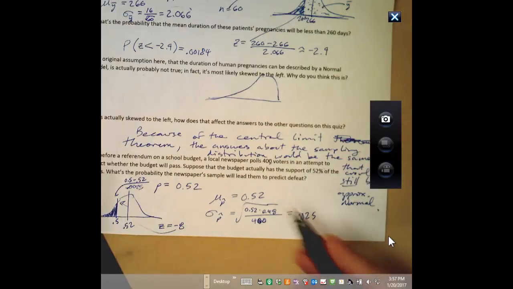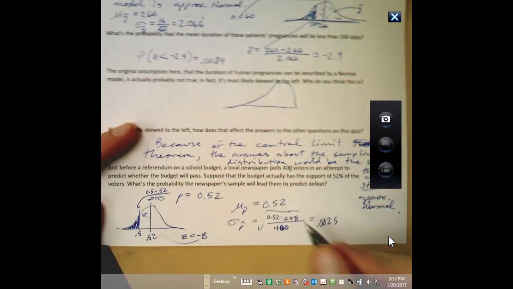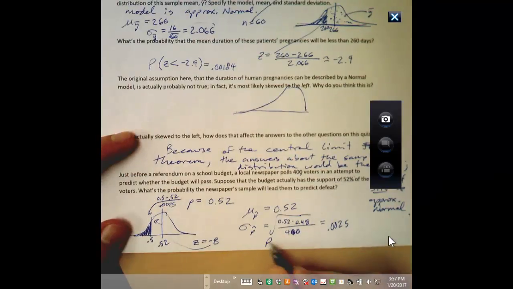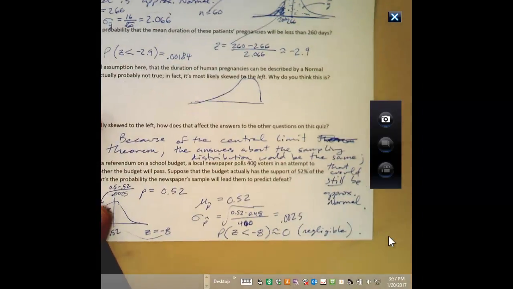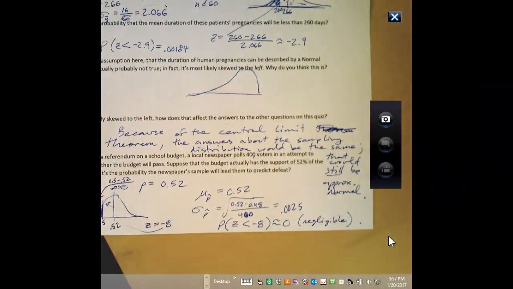So here's what we can say. We can say the probability that z is less than -8 is approximately 0, and we'll say it is negligible. Did I spell that right? Negligible. Okay, and so we can say it's so close to 0 that this is something that just would not happen.